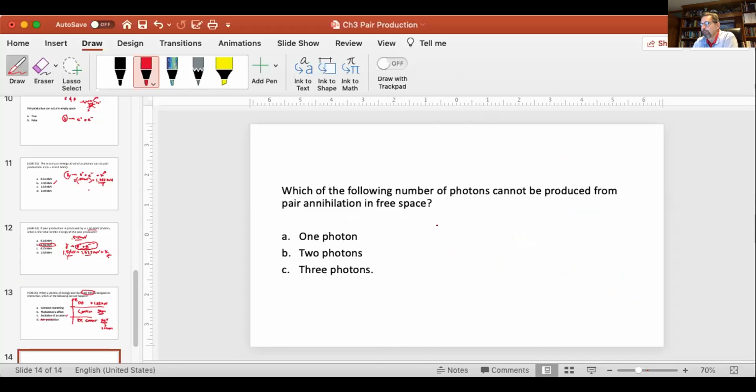Now we're talking about the other effect, where the electron and the positron, I said it in that order, so let's write it in that direction, they kill each other, and you get photons. Which one's not possible in free space?